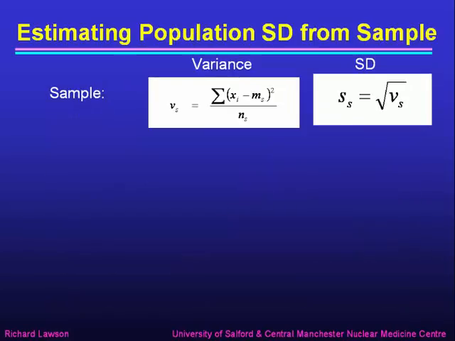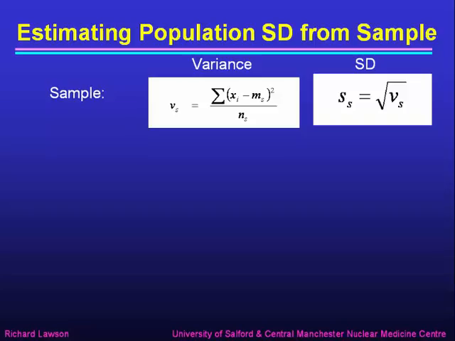So what can we do about this? Here we've got the formula for the sample variance, calculating the difference of all the samples from the sample mean and dividing by the number in the sample. From that we can calculate the sample standard deviation.